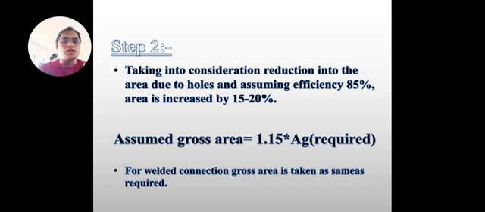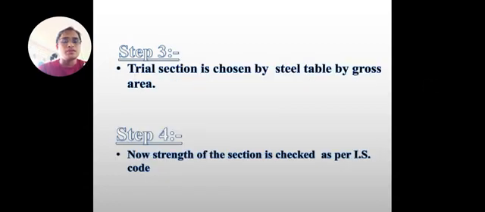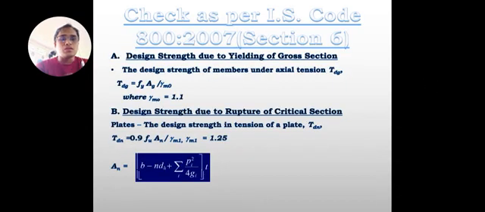For welded connections, the gross area is taken as the same as required. Step 3, the section is chosen from the steel table by gross area. And step 4, the strength of the section is checked as per IS code 800:2007, section 6. Design strength due to yielding of gross section: the design strength of members under axial tension is Tdg, and the formula is Tdg is equal to Fy Ag over γm0, where γm0 is equal to 1.1.